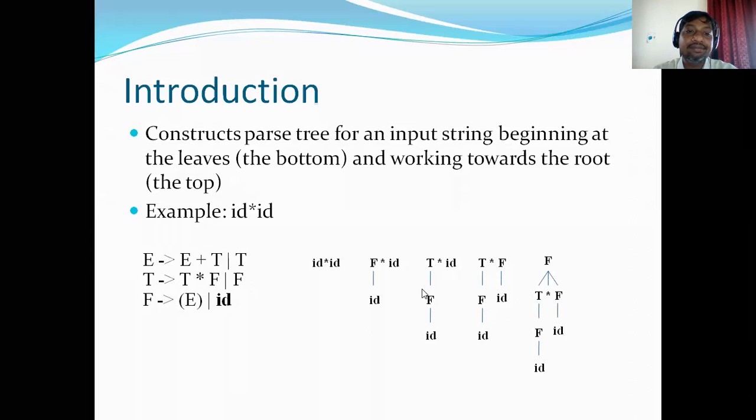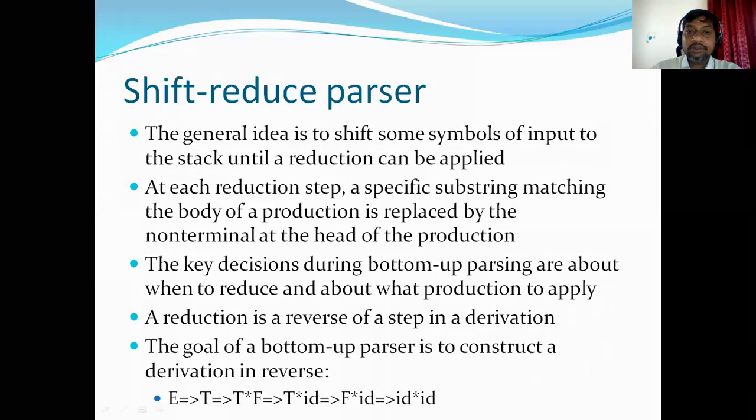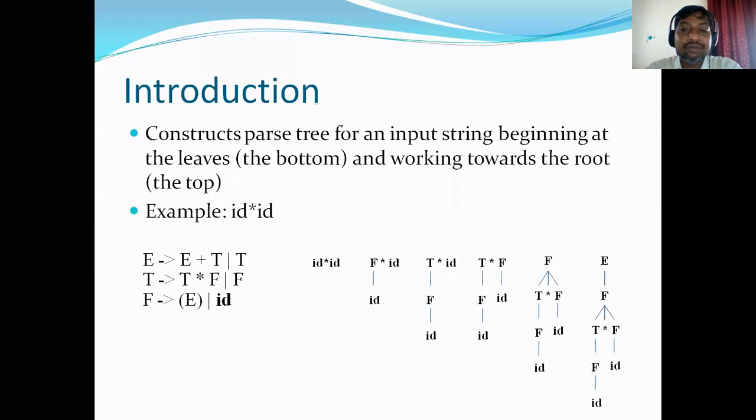Then this T star F exactly matches with what? T, sorry, T star F exactly matches with T. Then this T can be reduced to E. Why? Because we have a production rule E to T and T to F. Actually there is a step, one step is missed here. T to F, then E to T. Okay, right? So this is how it will work.